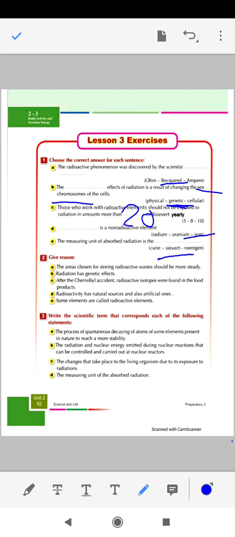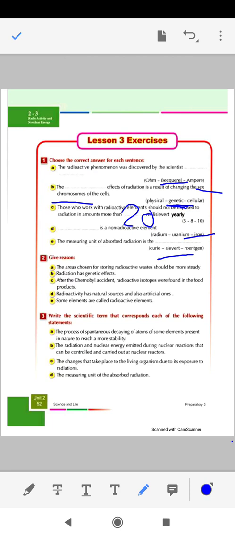Radioactivity has natural sources and also artificial ones. هقول because natural sources like cosmic radiation come from the space and radiation from radioactive element. ده كده natural، حاجة in nature. طب artificial يا مستر؟ Artificially like nuclear reactor and nuclear bomb.